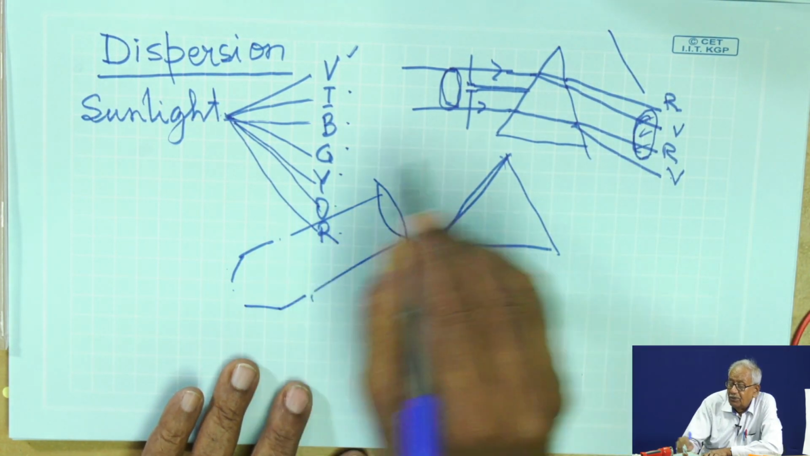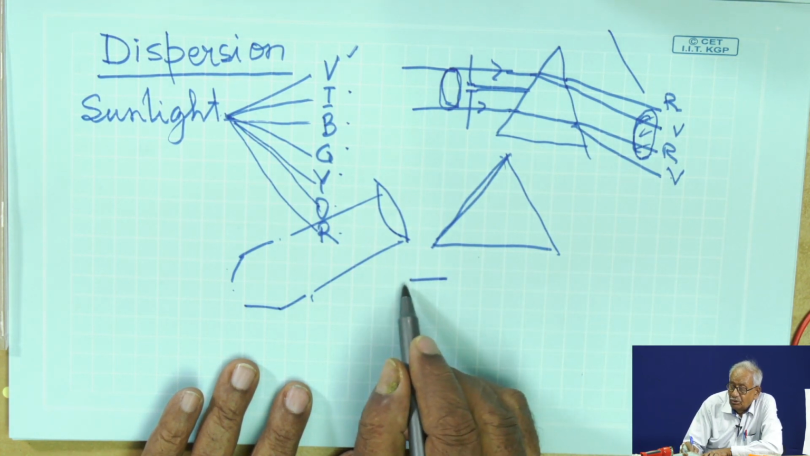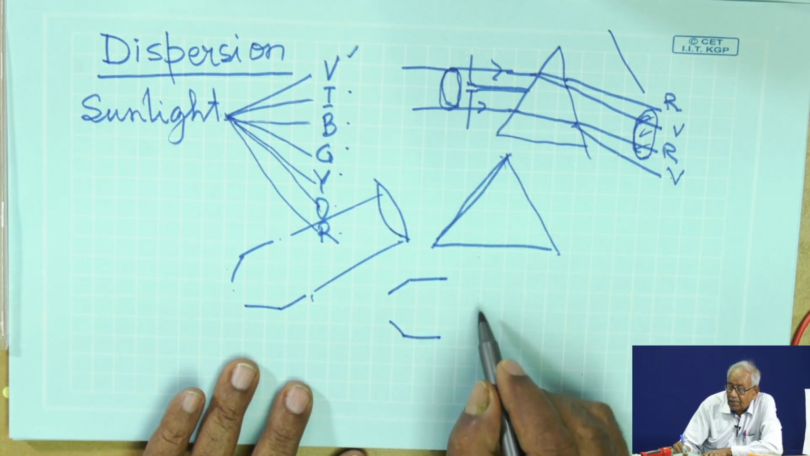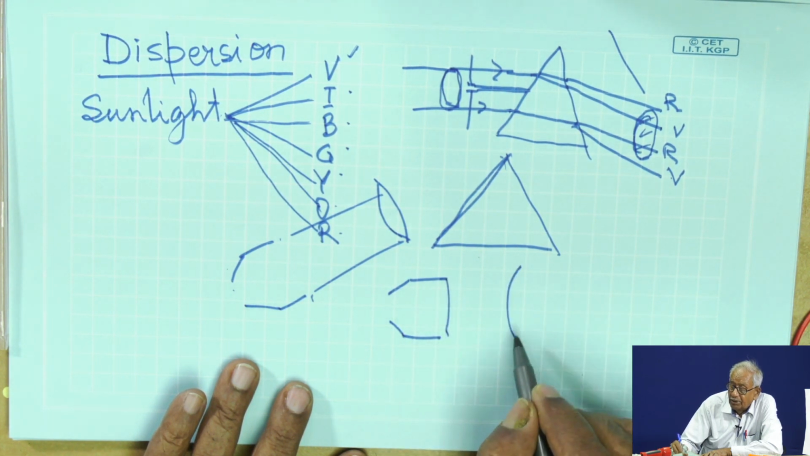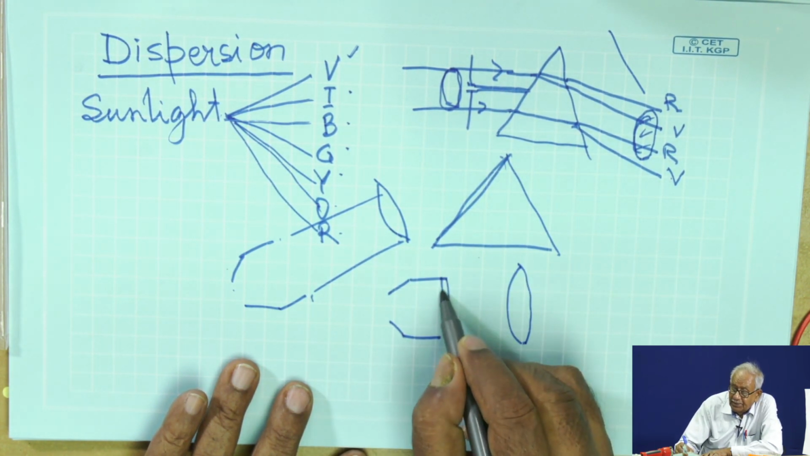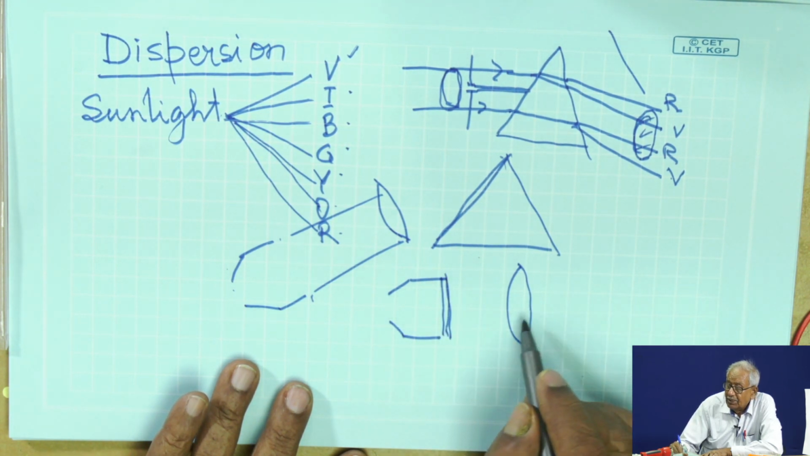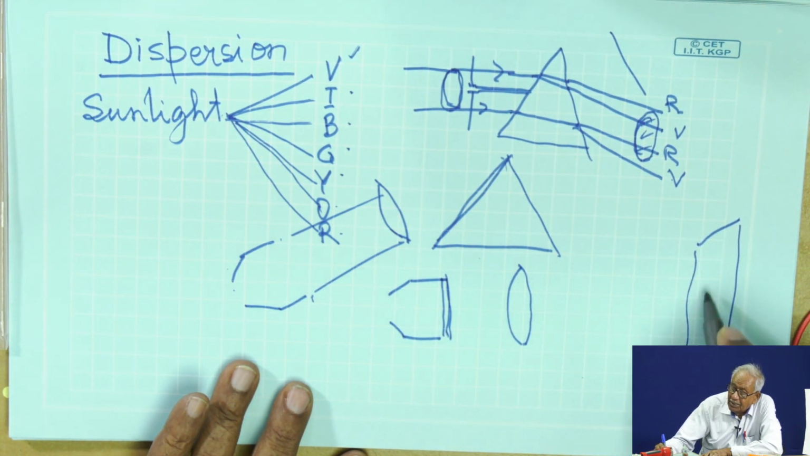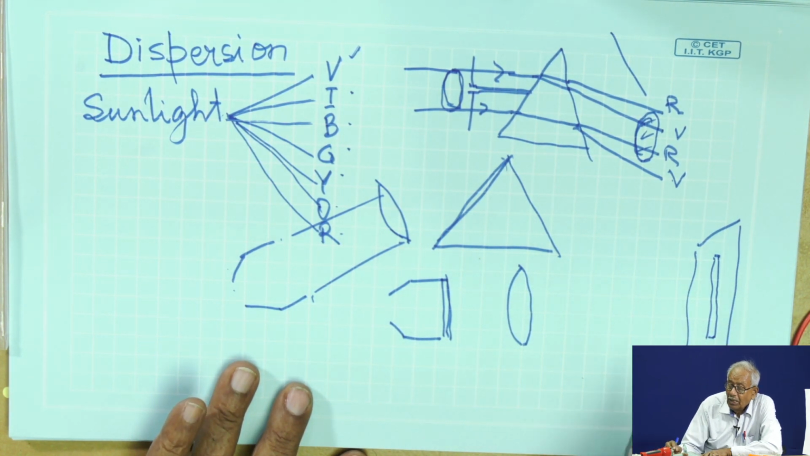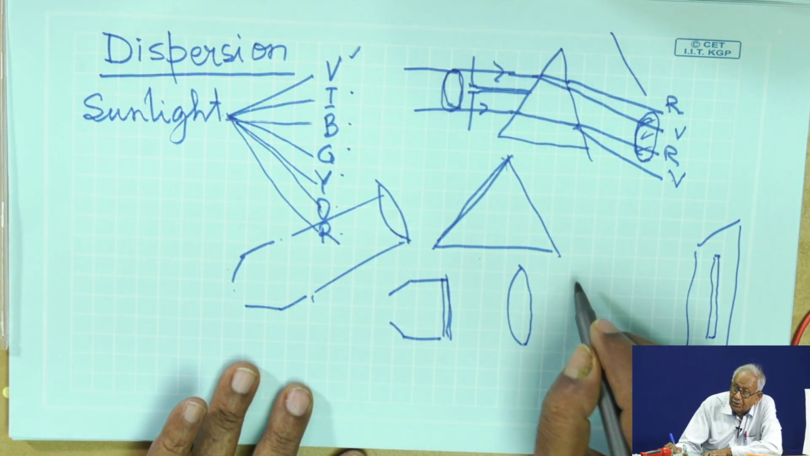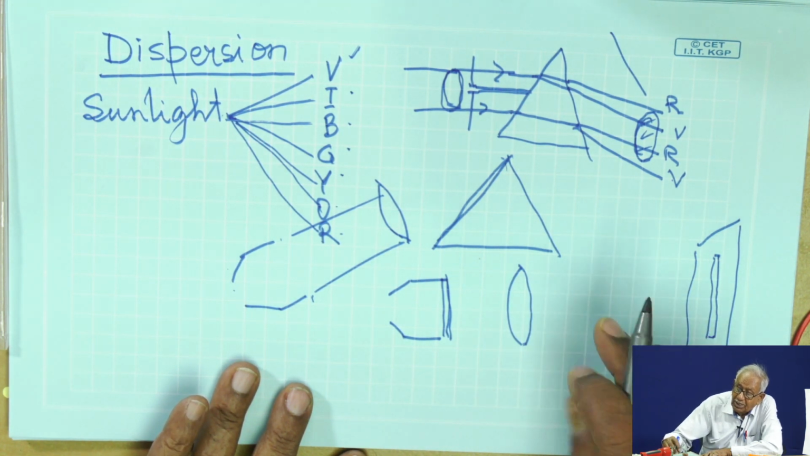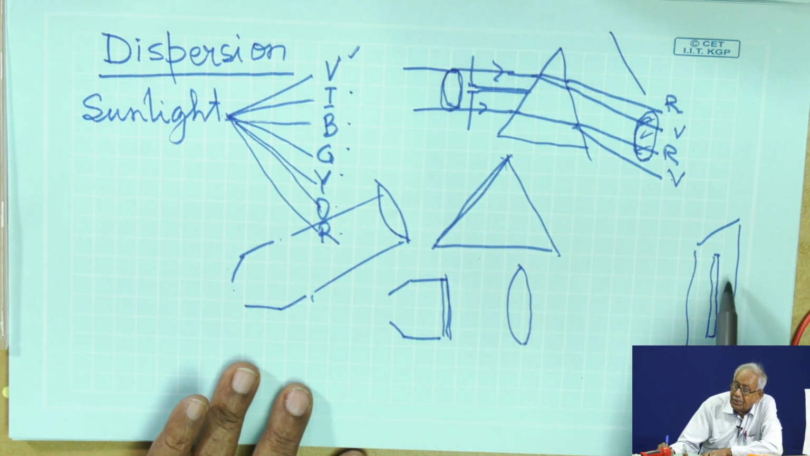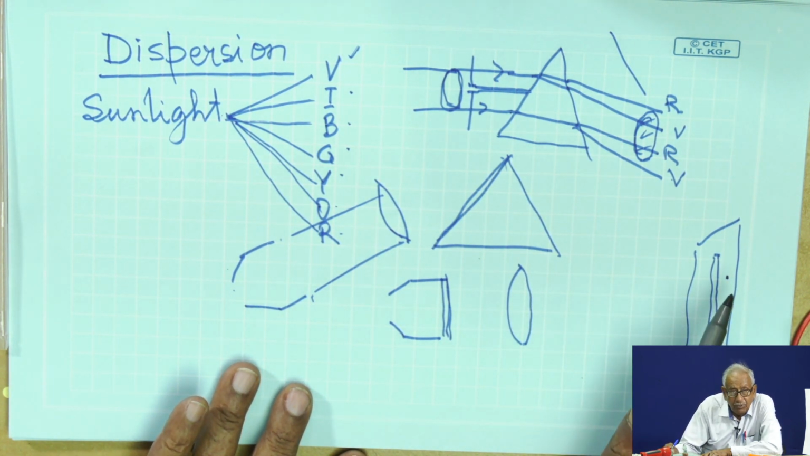If I draw it again, this is the torch light and the beam is falling on a lens, and there is a small slit through which the ray of light is focused on a screen. If you consider this is a screen, then you get a focused strip like this. Now if you place the prism from the top, it will be split, and you will get the spectrum, all the 7 colors.